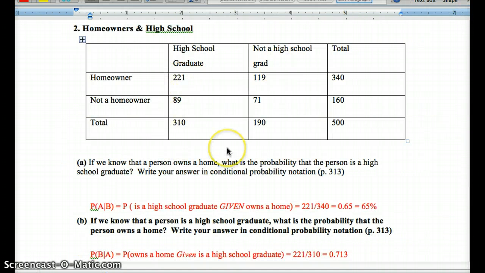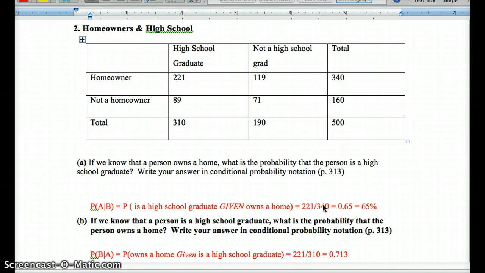So here is the solution for A. This is the probability of A given B. So if we know a person owns a home, that means B, given that they own a home. Remember, this vertical line means given. So we know they own a home, so you should cover up the second and third rows and just be looking at this top row. We want to know the probability that they're a high school graduate. So we look at 221 out of 340. Since we were given that they own a home, we cover up not a homeowner and the total, and that leads us to the answer.